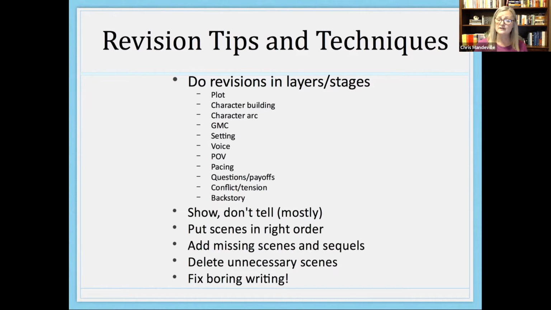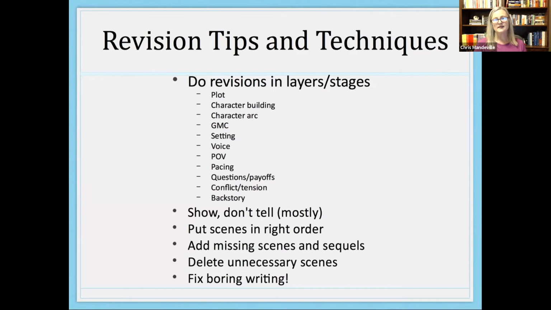As you get more skilled at this and have more practice, you might be able to do 2, 3, 4 different components on each pass. You might be able to do all the components at the same time in each pass. But as a newer novelist, a way to make it feel less overwhelming and a way to make sure you get the job done is to do it in stages or layers. A few other quick tips.